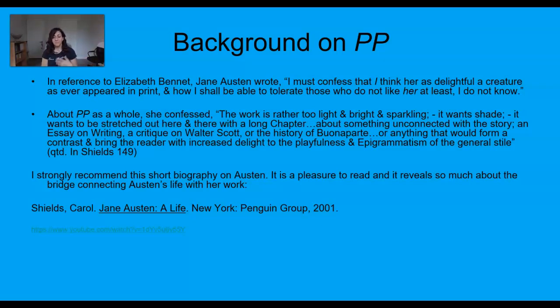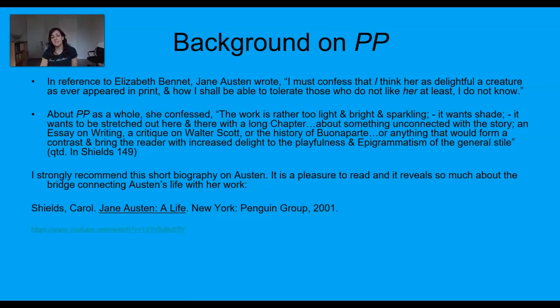Now, Jane Austen, when she's writing this novel, as any author would do, she develops a connection to her characters. And when she's writing about Elizabeth Bennet and she's writing this letter to her sister Cassandra, there's a moment in the letter where she says, "I must confess that I think her as delightful a creature as ever appeared in print, and how I shall be able to tolerate those who do not like her, at least I do not know."